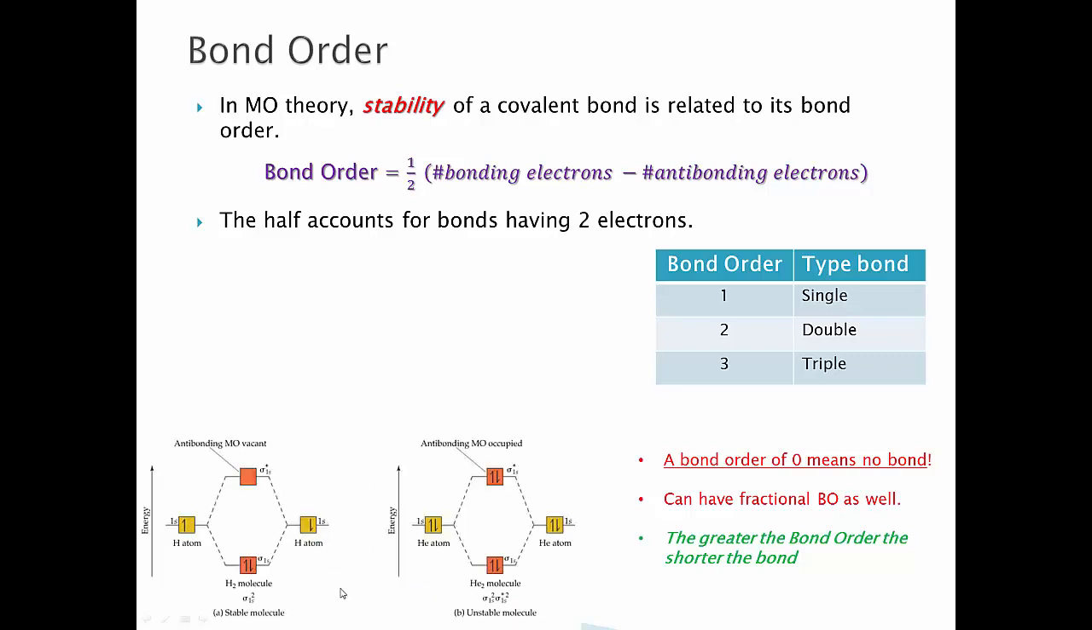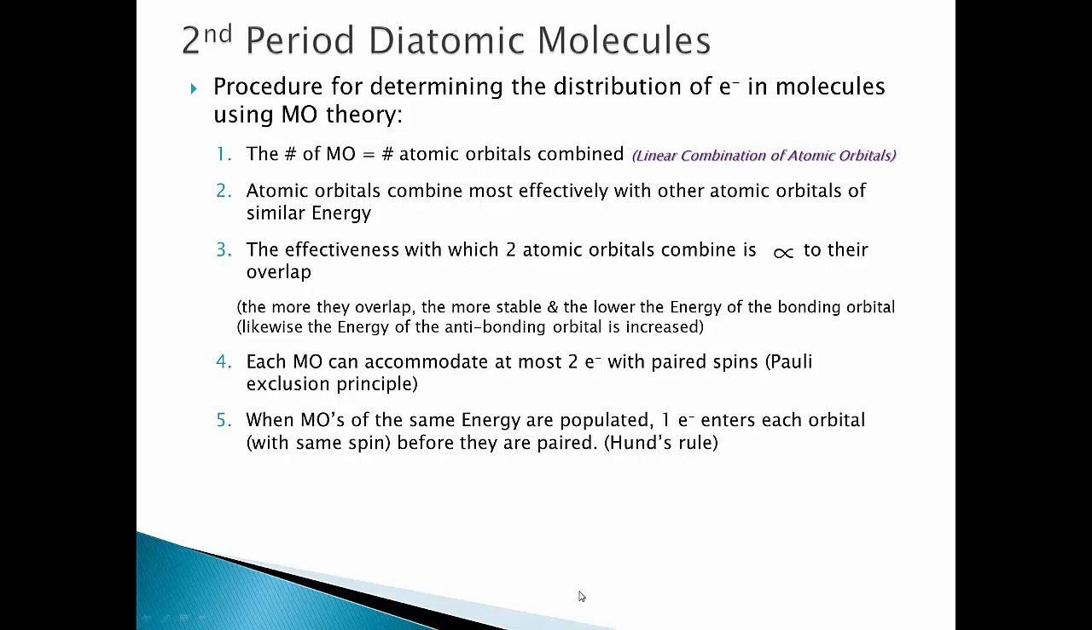Let's have a look back at our 2 examples, helium-2 and hydrogen-2. Using our bond order formula, for H2 we've got 2 bonding and 0 anti-bonding, so it's half of 2 minus 0, which gives us 1. So it's a single bond between those two. Now let's look at helium. We've got half of 2 minus 2, which gives us 0. So this does not exist. It's an unstable molecule. That's our first period.